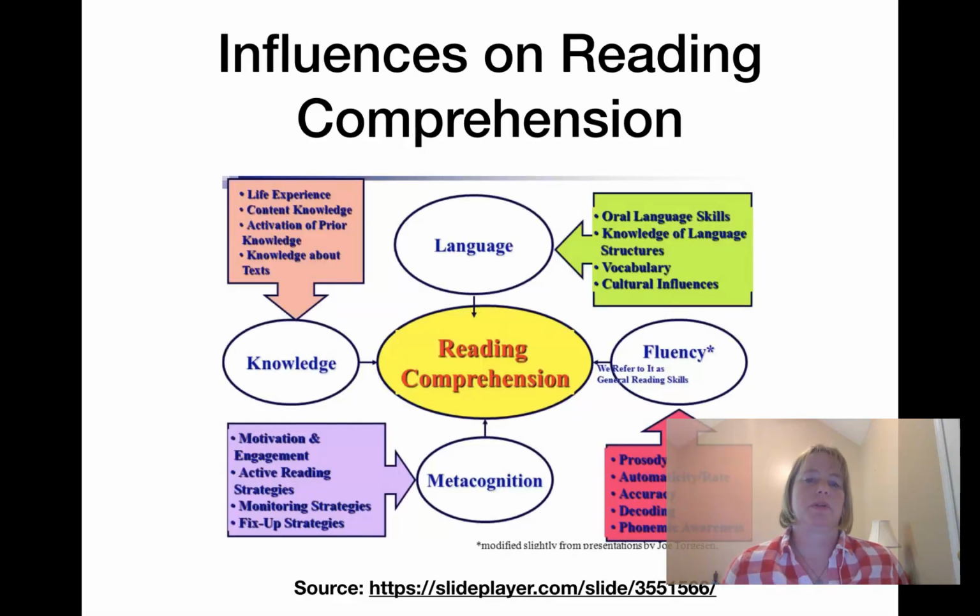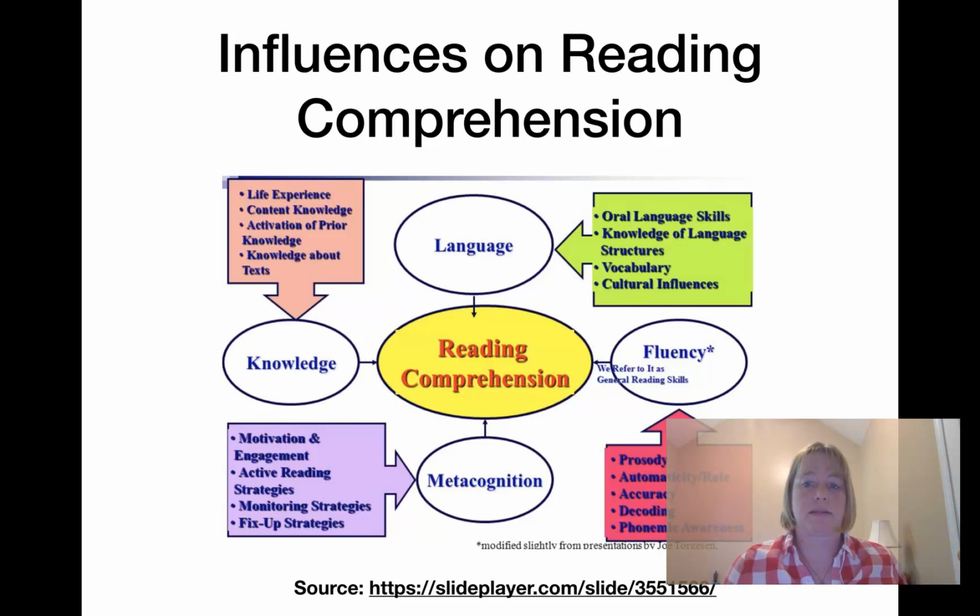So one of the things we want to talk about is also reading comprehension. We've talked about phonemic awareness and how that impacts learners, but when we're looking at reading comprehension, there's so much that goes into how a student successfully is comprehending what they're reading. And it's really under 4 areas. The first is fluency.